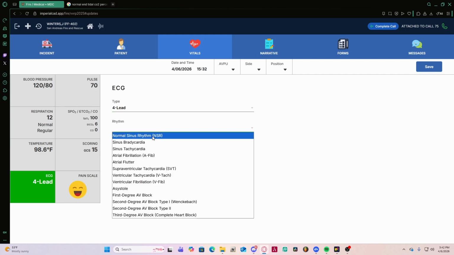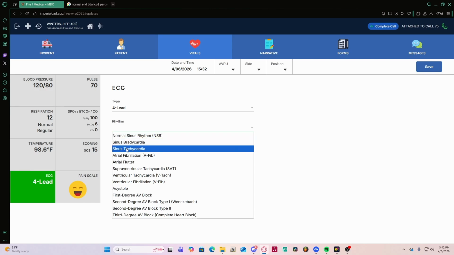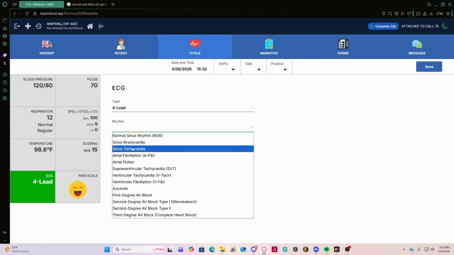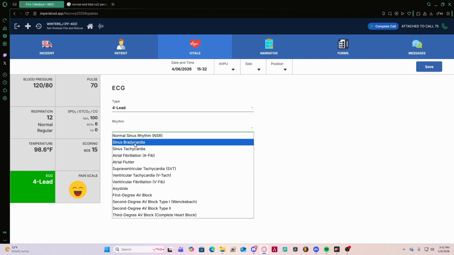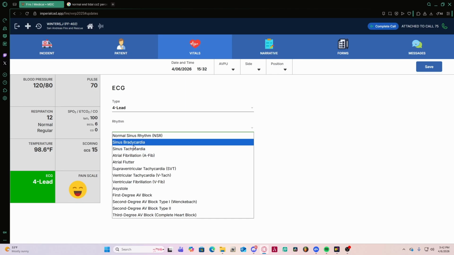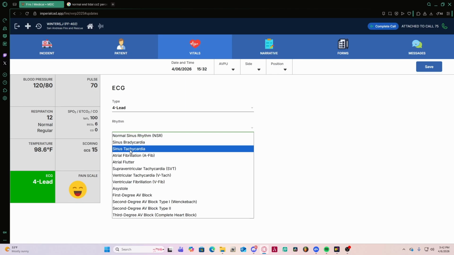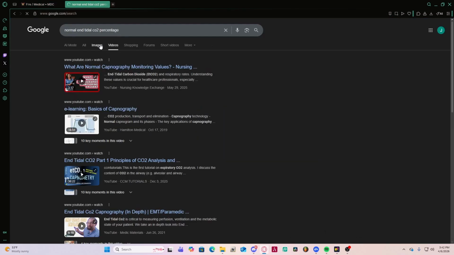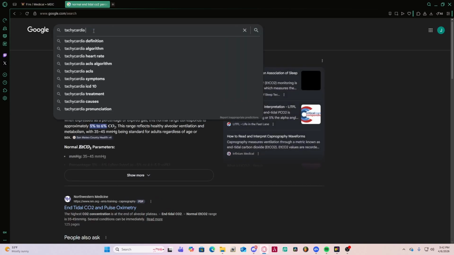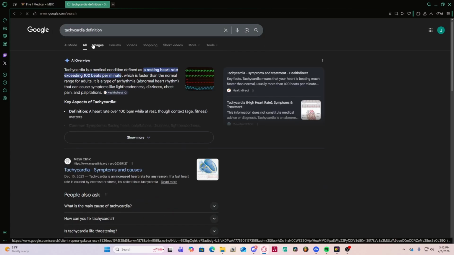Rhythm. Normal sinus rhythm. I love that they put normal because it gives people context clues. So that's kind of your normal. If I remember correctly, bradycardia is low and tachycardia is high. Low pulse, high pulse. Let me see if I'm right. For that, I would put probably normal, because none of that applies.